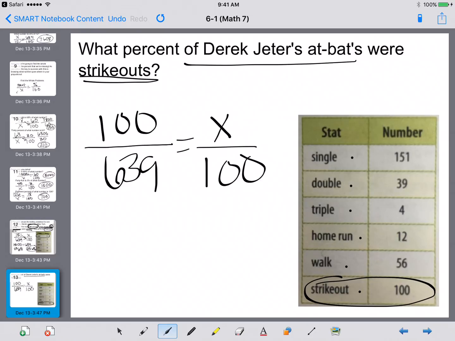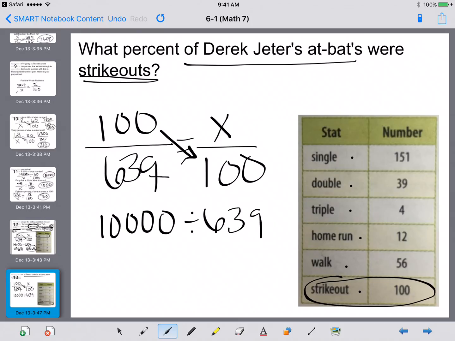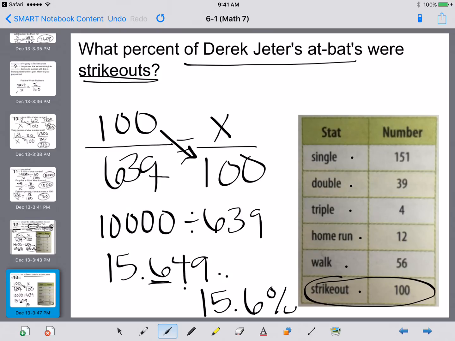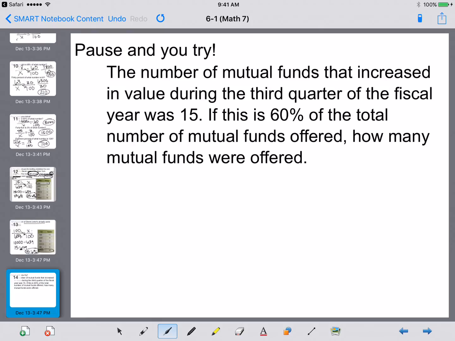Once again, cross multiply and divide. Gotta love it, right? And we get 10,000. Divide by the 639. And we get 15.649. It keeps going. We want to round to the tenth. Our 4 doesn't tell us to do anything. So we get 15.6% because we're looking for the percent, so you need the percent sign. This last one, pause and try on your own, and I will solve it here.